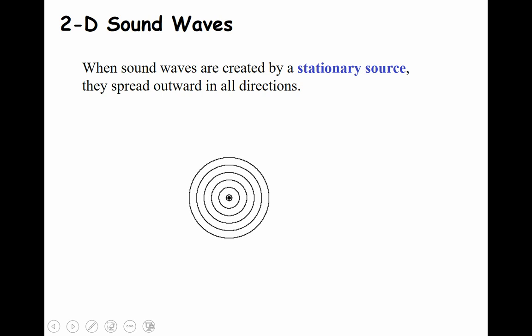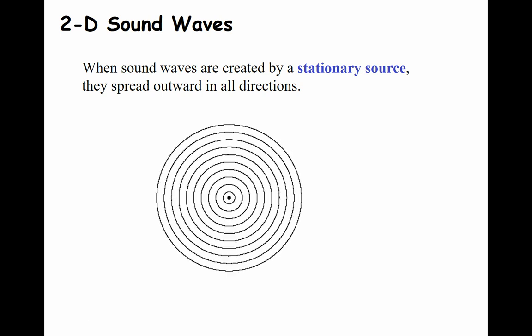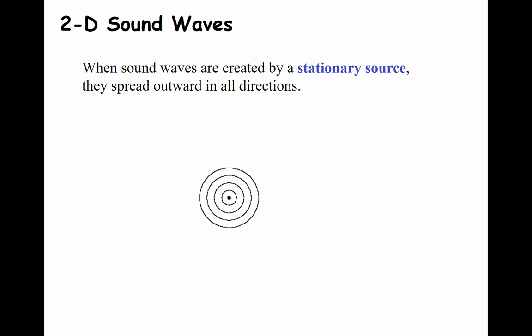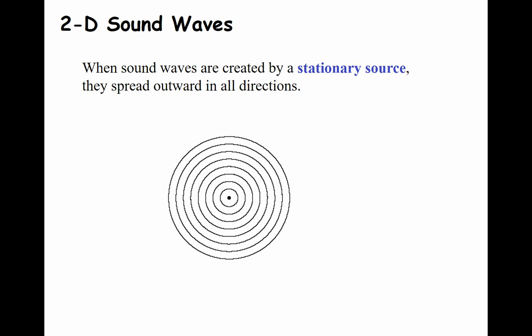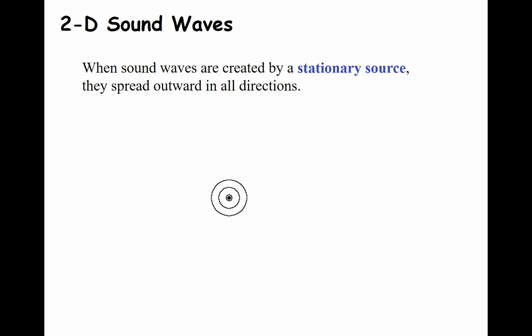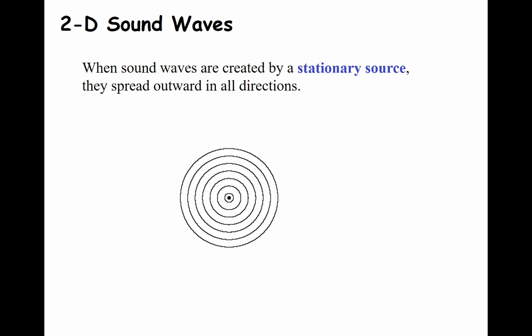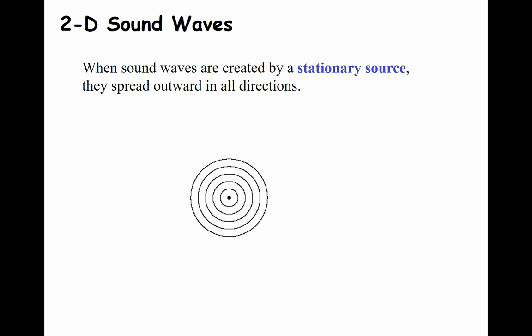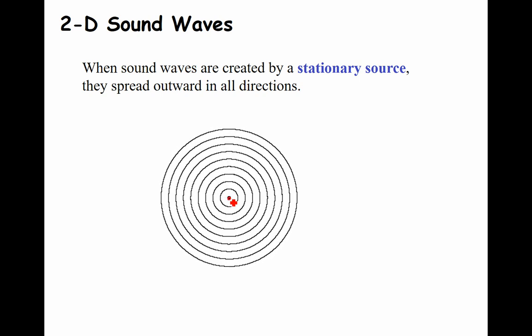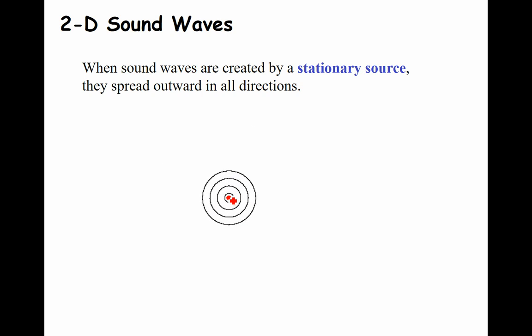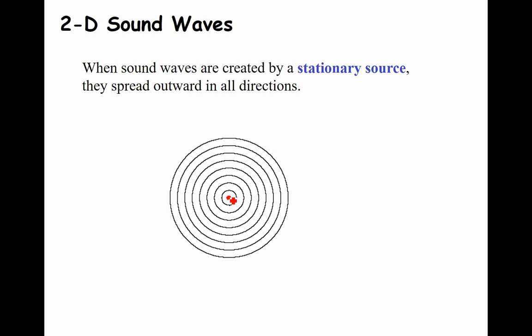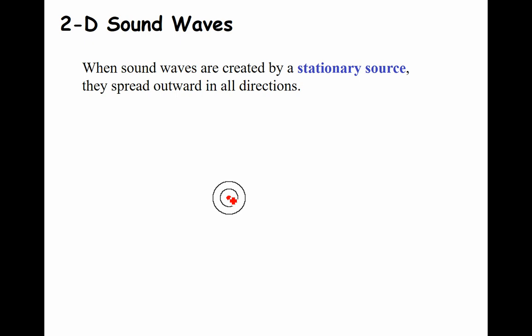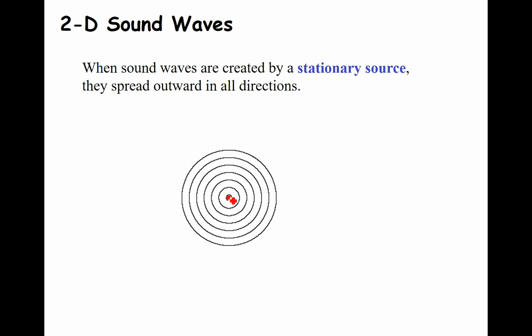So, when we talk about sound waves created by a single stationary source, they spread out in all directions, right? So if I'm on a speaker right now, it doesn't really matter where you are in the room, the sound is spreading out equally in all directions. So the source is this little red dot right in the middle. It's vibrating in and out of the page, and this is a top-down view.